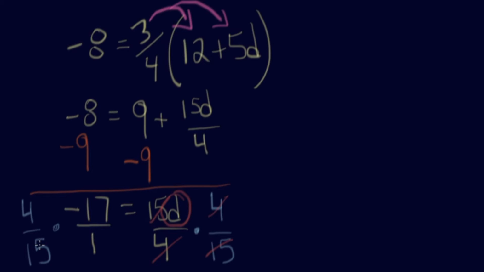We got 4 over 15 times your negative 17. So you know your answer is going to be negative. And you get a gorgeous answer. Like, this is a great number, with d being negative 68 over 15.